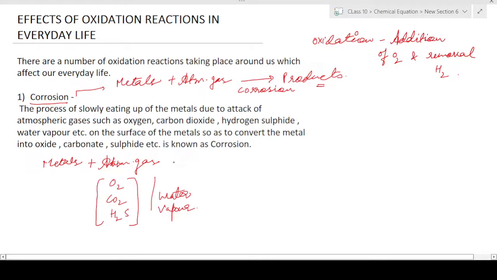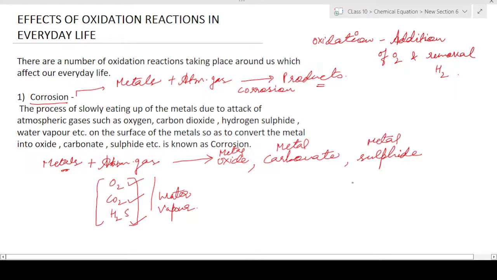Okay, now when the metal combines with oxygen, it will form oxide, metal oxide, right? If it reacts with carbon dioxide, it will form the carbonate. If it reacts with hydrogen sulfide, it will form the sulfide, the metal sulfide. Whatever metal is here, its oxide will be there. So metal oxide, metal carbonate, whatever metal is there. That is called the corrosion reaction.